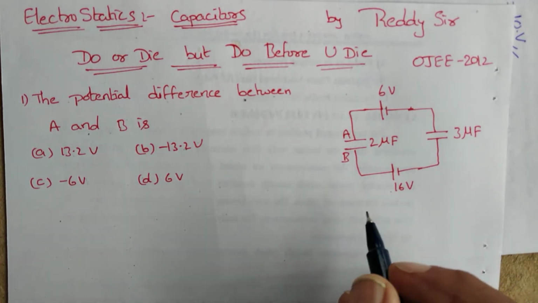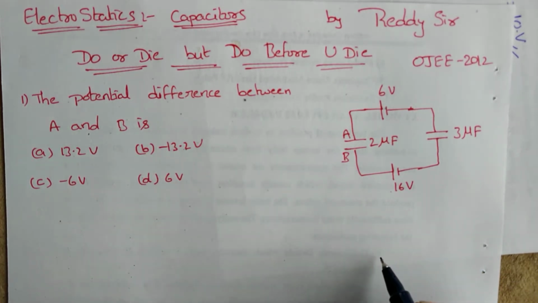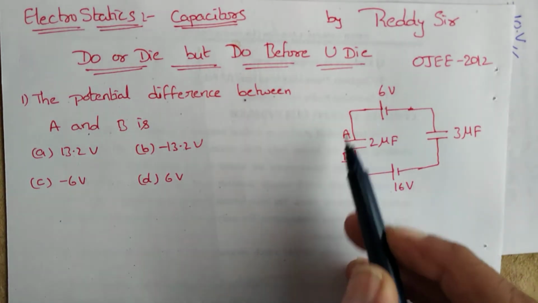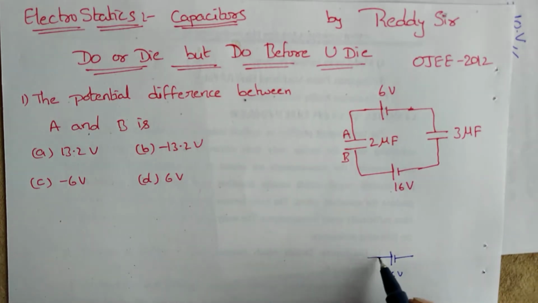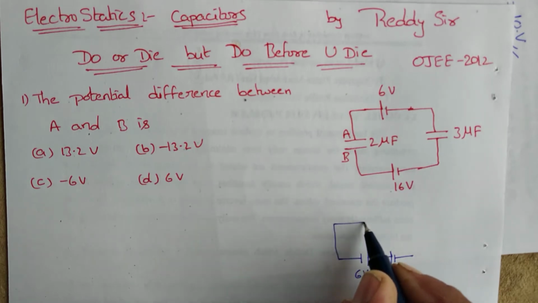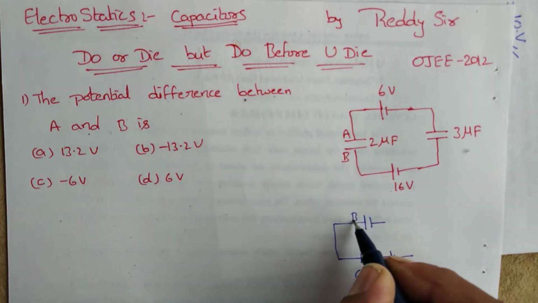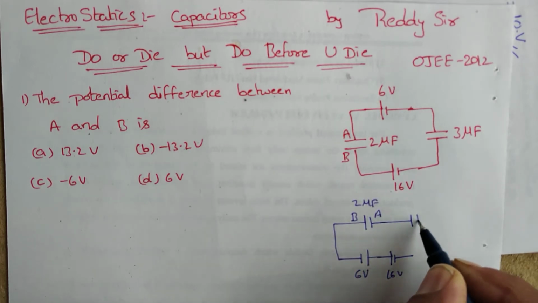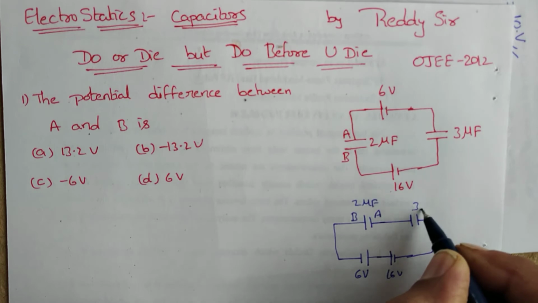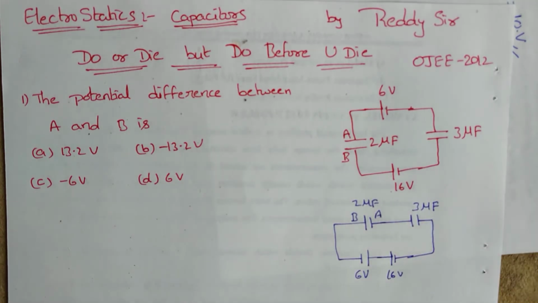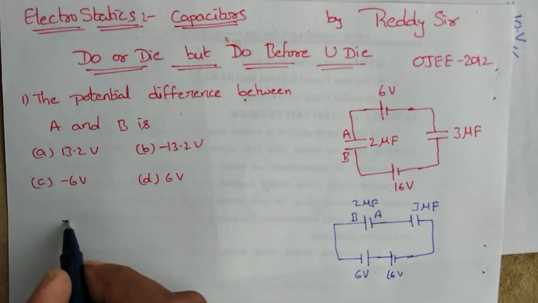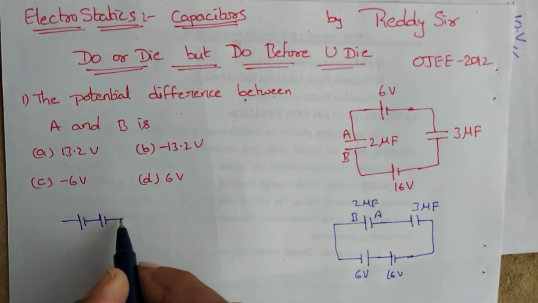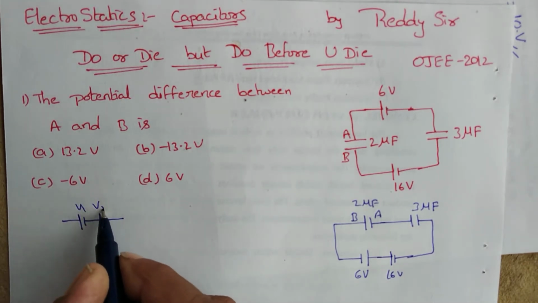first of all, I am redrawing the circuit diagram. First, 16 volts as it is, and I am placing like this, same as it is, 6 volts, and then capacitor BA, 2 microfarads, and then capacitor 3 microfarads.